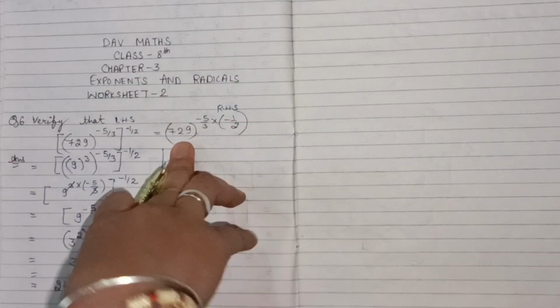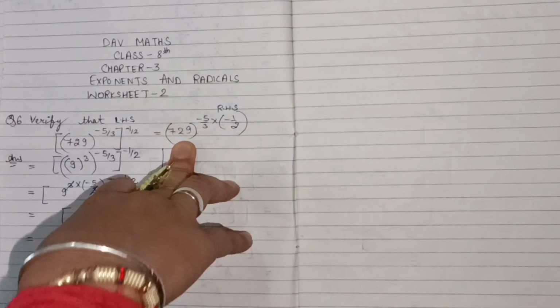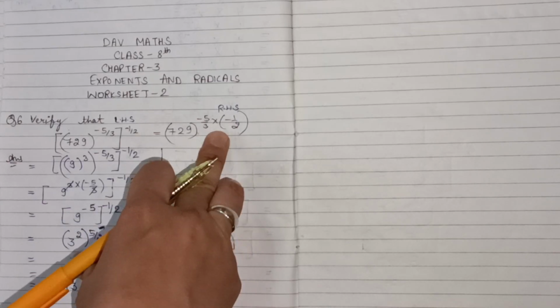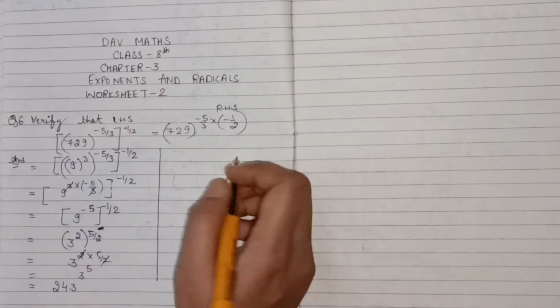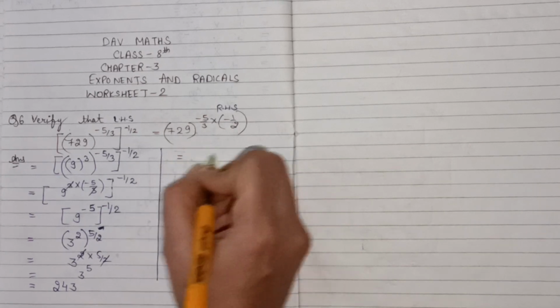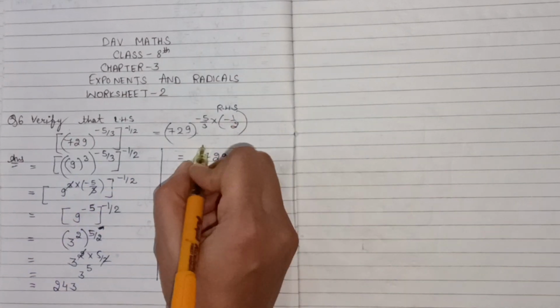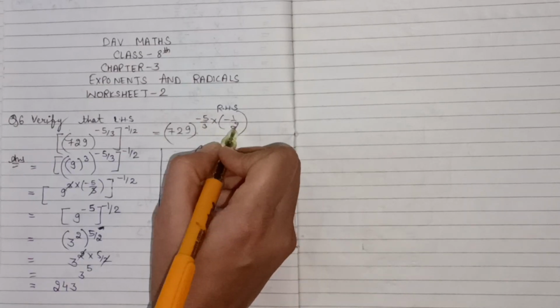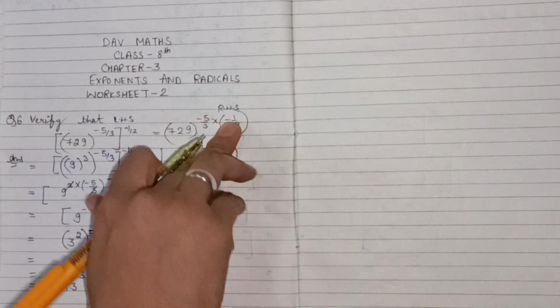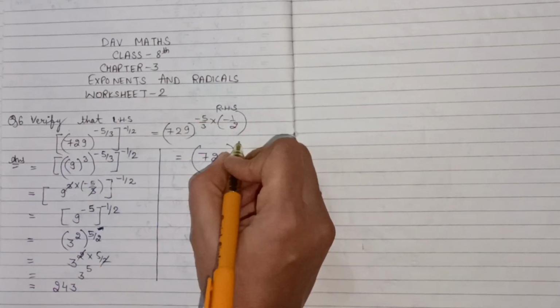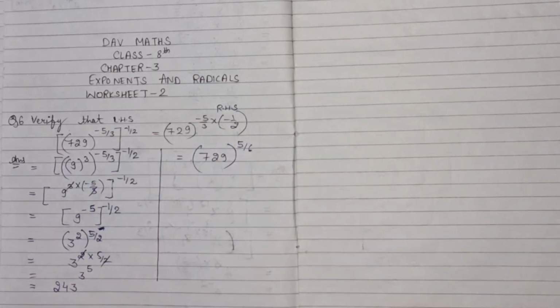So our right hand side is 729 in the round bracket raised to power -5/3 multiplied by -1/2. I write here 729. Firstly I solve the exponent here: -5/3 multiplied by -1/2. This minus cancels this minus. 5 ones are 5, 3 twos are 6. It becomes 5/6 is our exponent here.